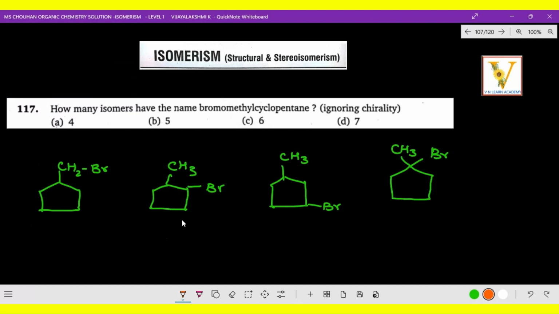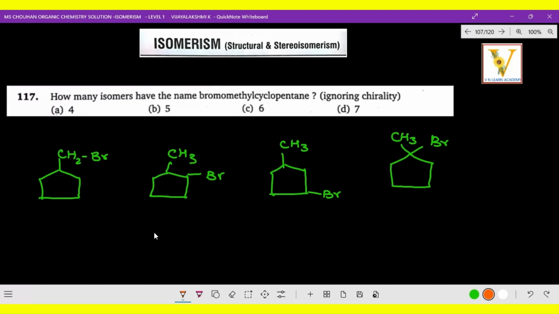How many isomers have the name bromomethyl cyclopentane, ignoring chirality? So here, bromomethyl cyclopentane, how many isomers are possible? Since we ignore chirality, we cannot go for the symmetrical or unsymmetrical according to that. So this is bromomethyl cyclopentane. This is 1-bromo-2-methyl cyclopentane. This is 1-bromo-3-methyl cyclopentane, and this is 1-bromo-1-methyl cyclopentane. In that, 4 isomers I have drawn, and 2 more are possible.